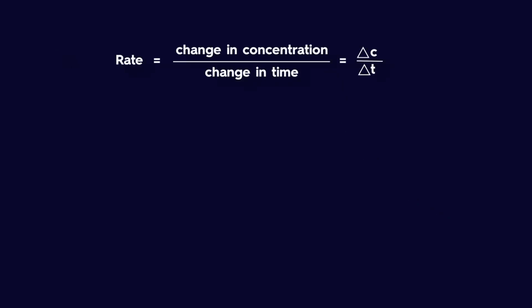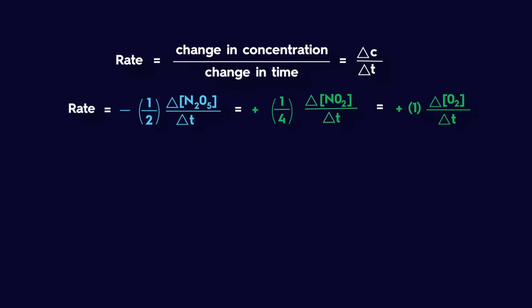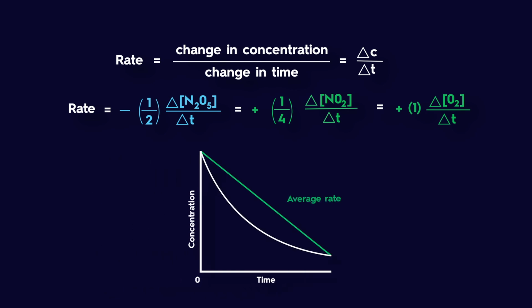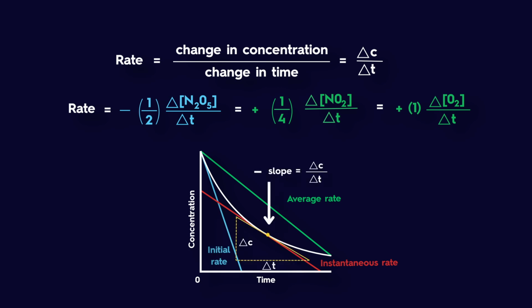To recap, rates measure how concentrations change with time, scale rates by the inverse of the coefficients, and use signs for direction. Average rates use intervals. Instantaneous and initial rates come from the slope of a tangent line.